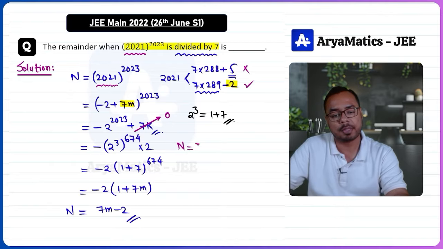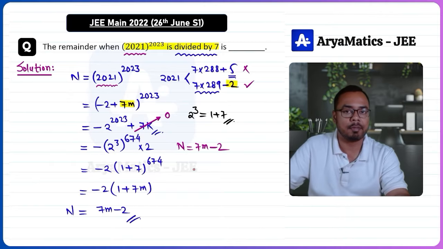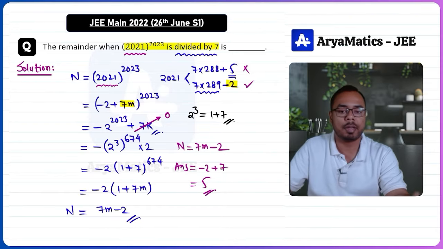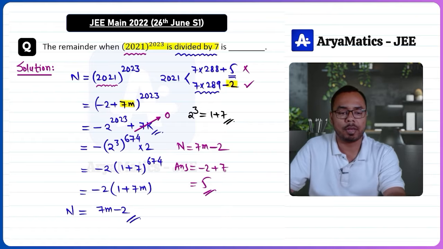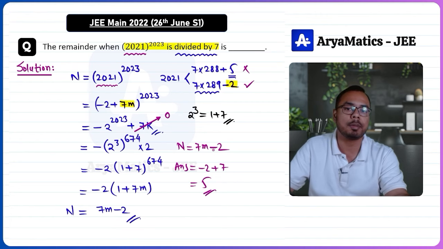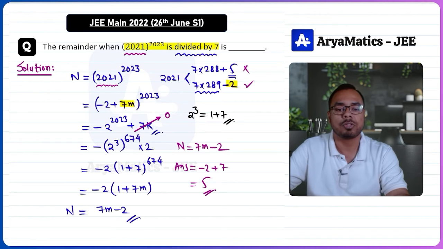And when you divide this number by 7, then the remainder will be minus 2 plus 7, right? Whenever you get a negative remainder, that means we have over divided. So if we are dividing by 7 and the remainder we are getting is minus 2, then 7m minus 2 is the same as 7m plus 5, right? So when we divide this number by 7, the remainder will be 5, and that will be the correct answer for this problem.